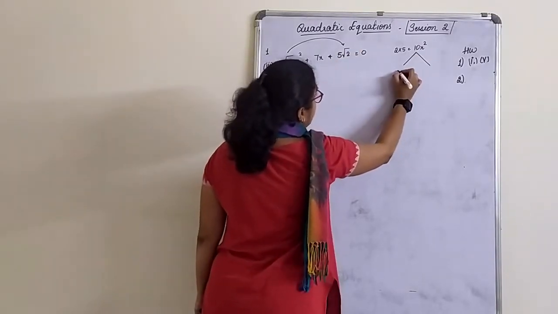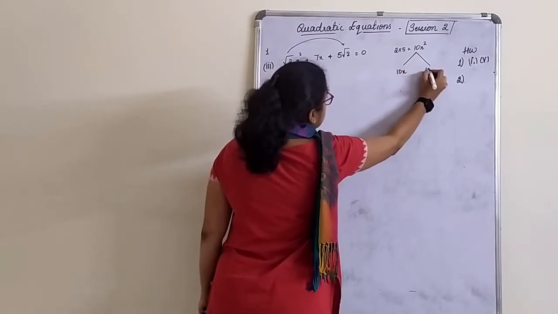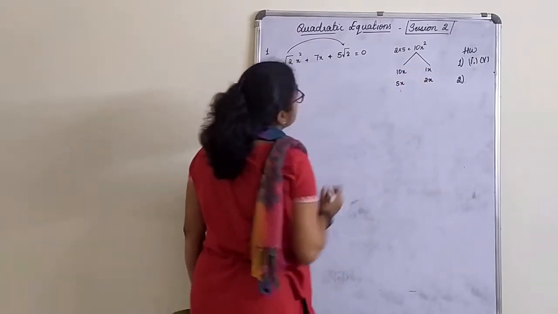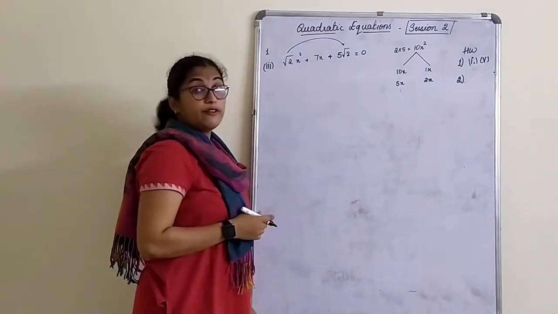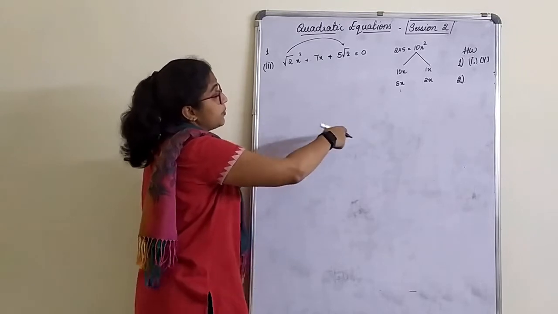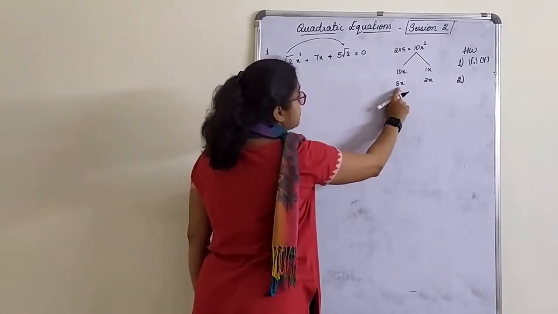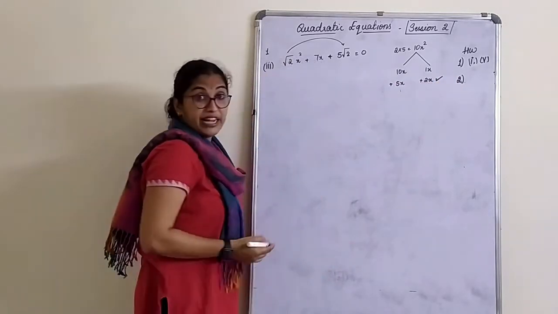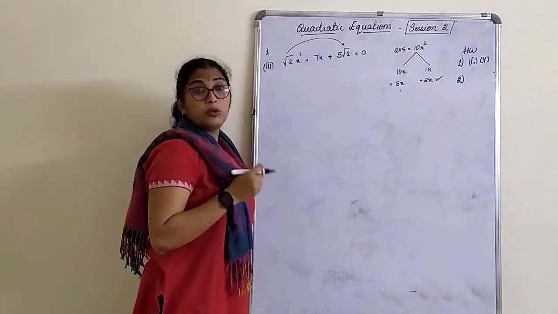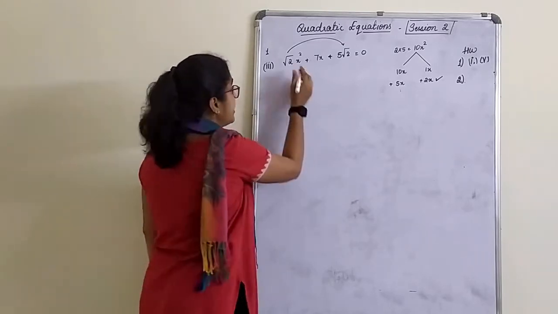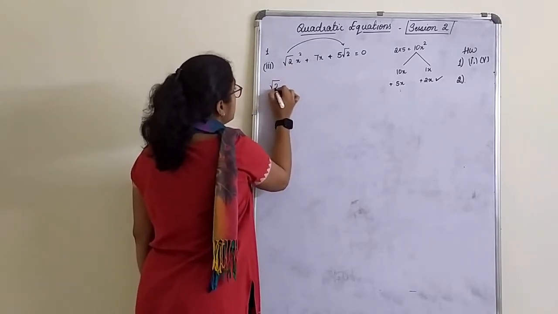So factors of 10. 10 ones are 10. 5 2s are 10. So 10 and 1 will not give you 7. 5 and 2 will give you 7. You want plus 10x square. You want plus 5 plus 2. So both are plus. So this is the factor. You have to do this so that you will understand each and everything clearly, what sign you have to use, right? Let us split it here.